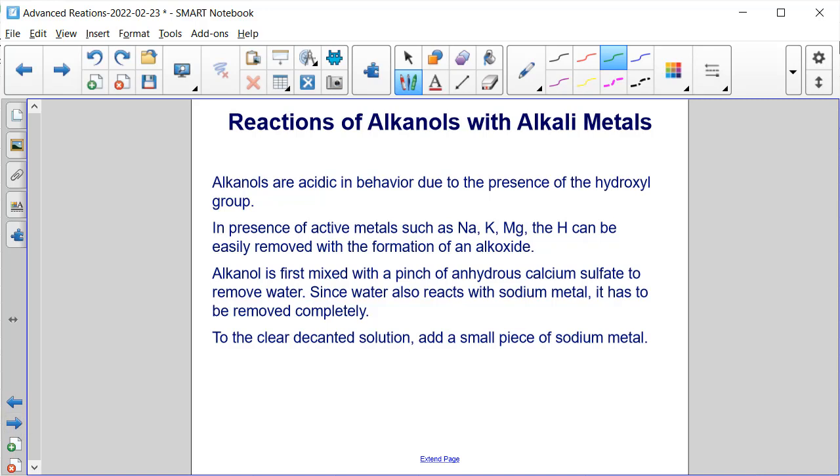Alkanol is first mixed with a pinch of anhydrous calcium sulfate. The purpose of that is to remove the water, because water is also highly reactive with sodium metal, and it therefore has to be removed first completely. Once that clear solution is decanted, we can add a small piece of, say, sodium metal to the alkanol.